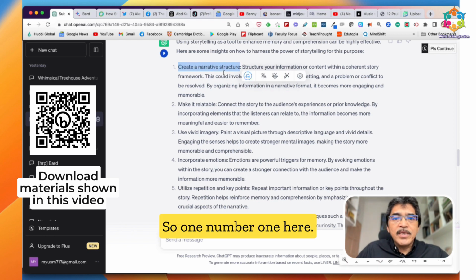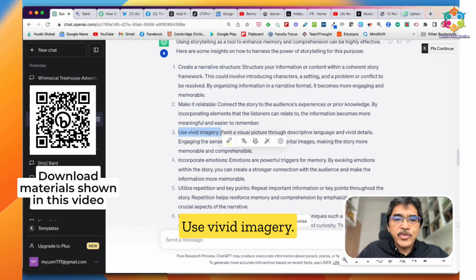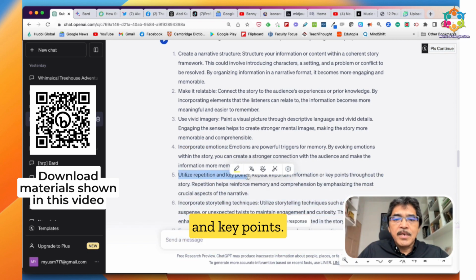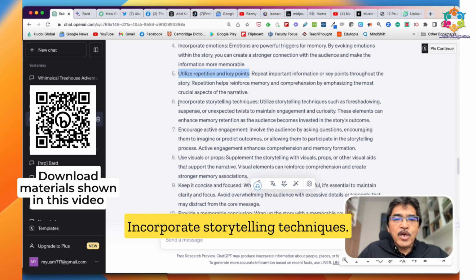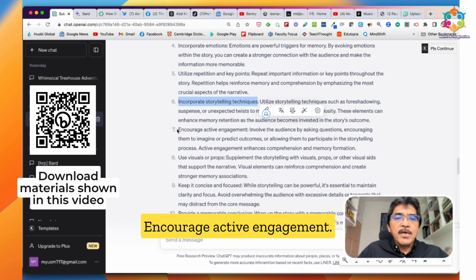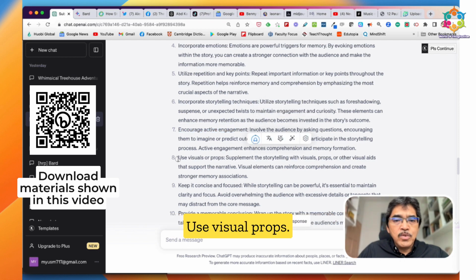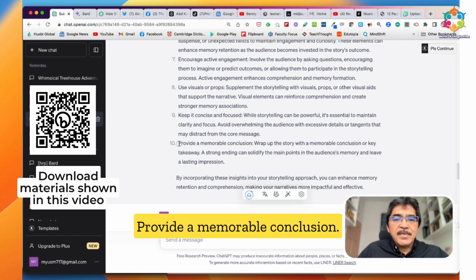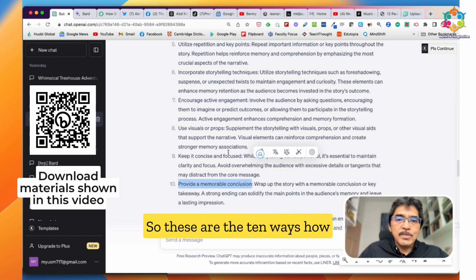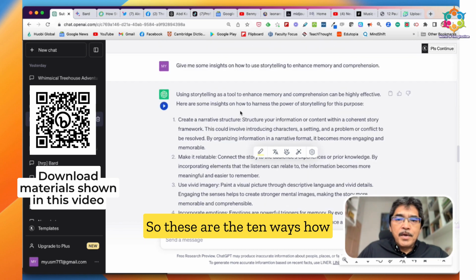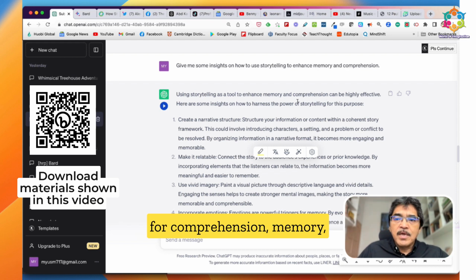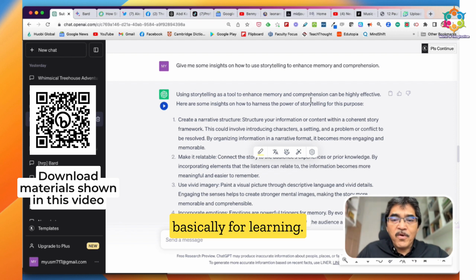So number one here, create a narrative structure, make it relatable, use vivid imagery, incorporate emotions, utilize repetition and key points, incorporate storytelling techniques, encourage active engagement, use visual props, keep it concise and focused, provide a memorable conclusion. So these are the 10 ways how we can harness the power of storytelling for comprehension, memory, basically for learning.